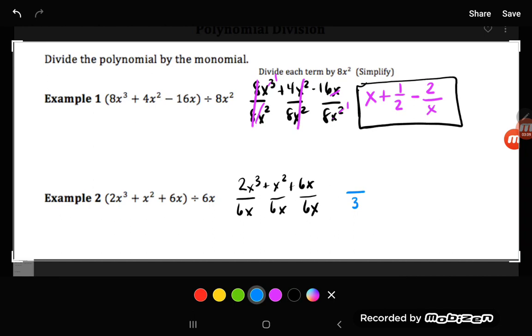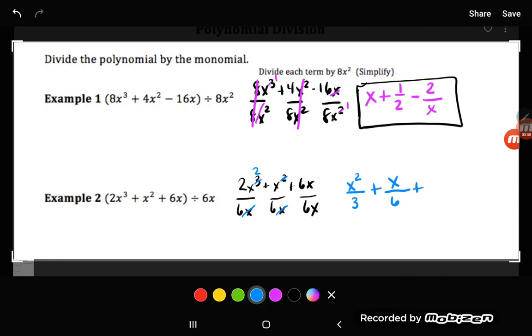Then when I look at x to the third divided by x, I can take 1x out of the top, and I'm going to be left with x squared on the top. Plus, I have x squared over 6x. So let's look at this. I only have one number, and that number is on the bottom. So that 6 has to stay on the bottom. Then when I look at the x terms, I have 2 x's on the top, and I have 1 on the bottom. So I'm going to take one of those x's, and I'm left with 1x on the top.